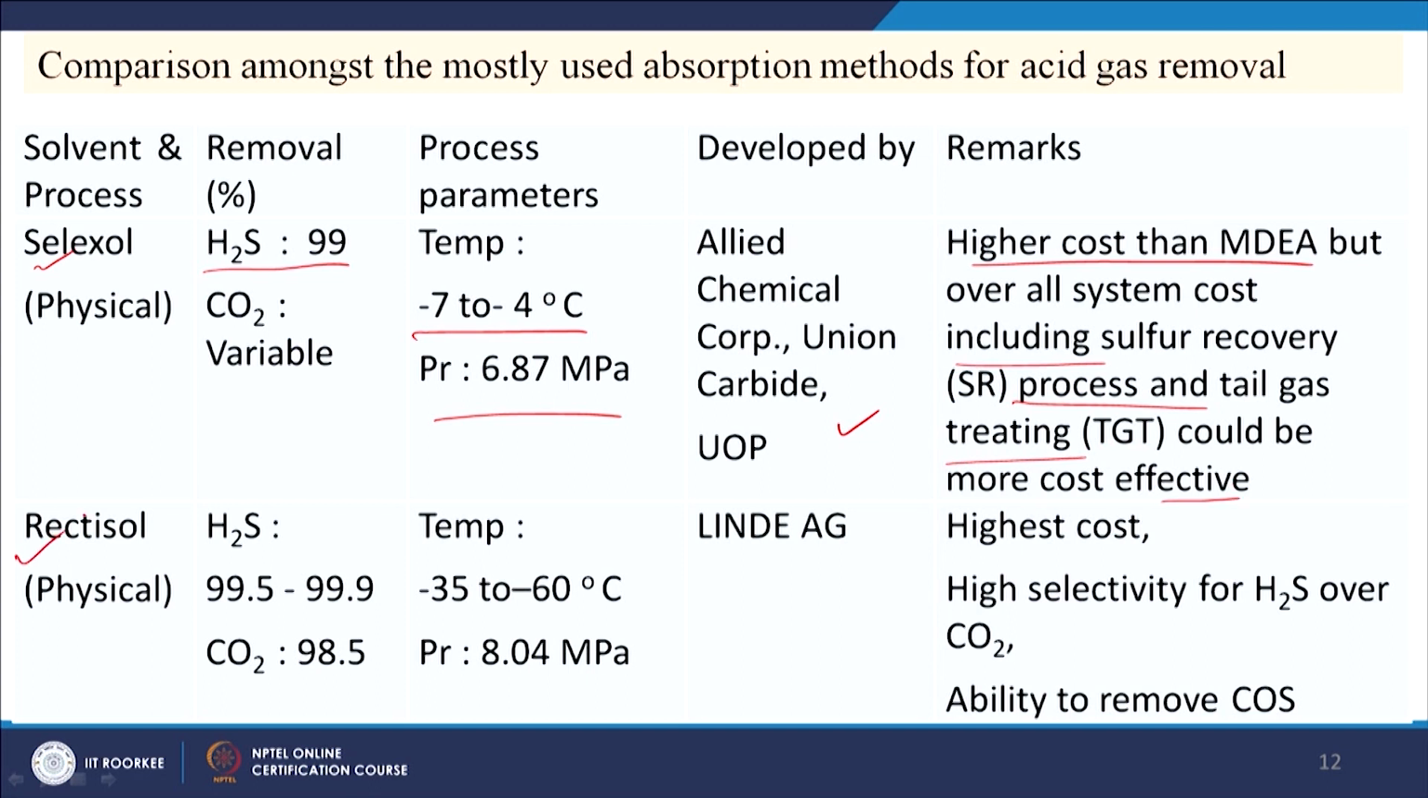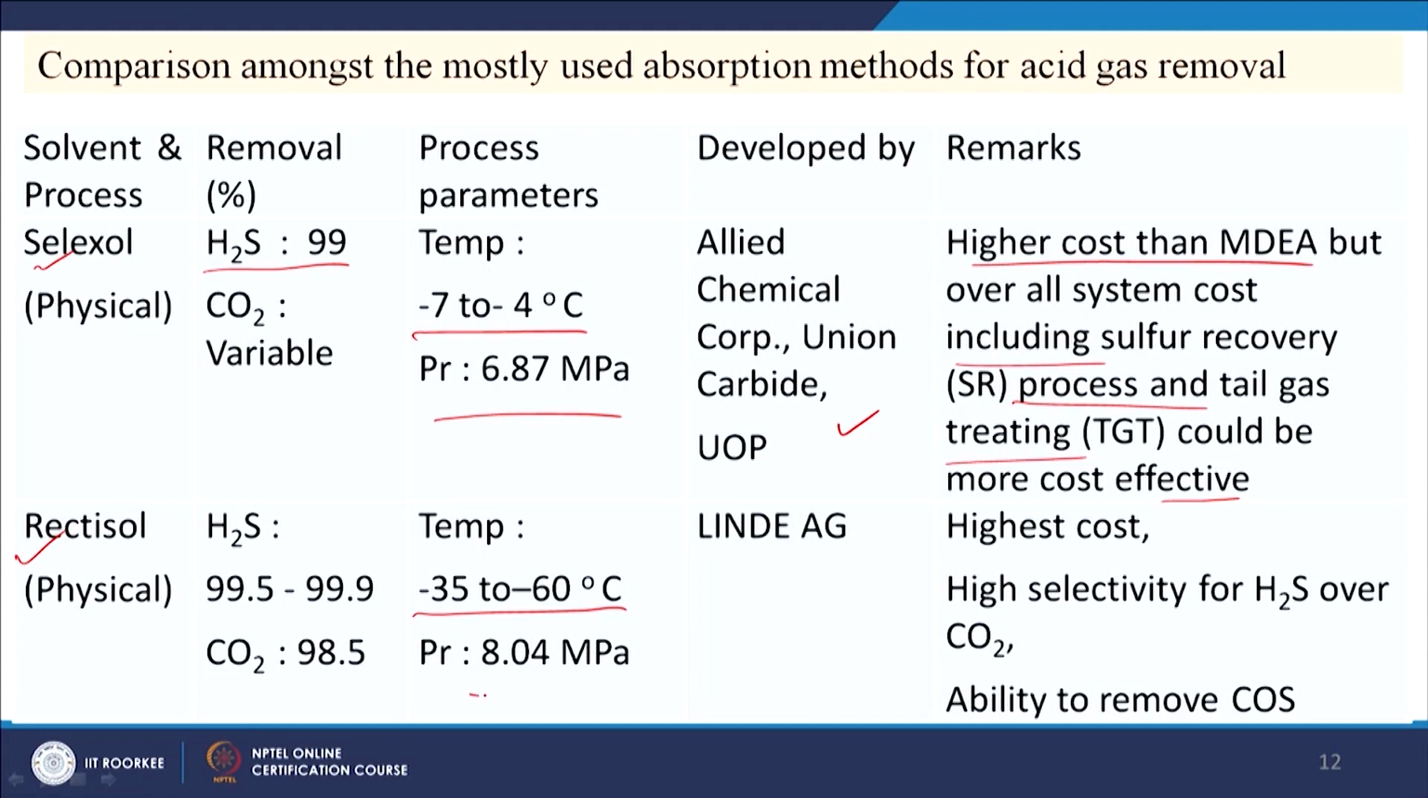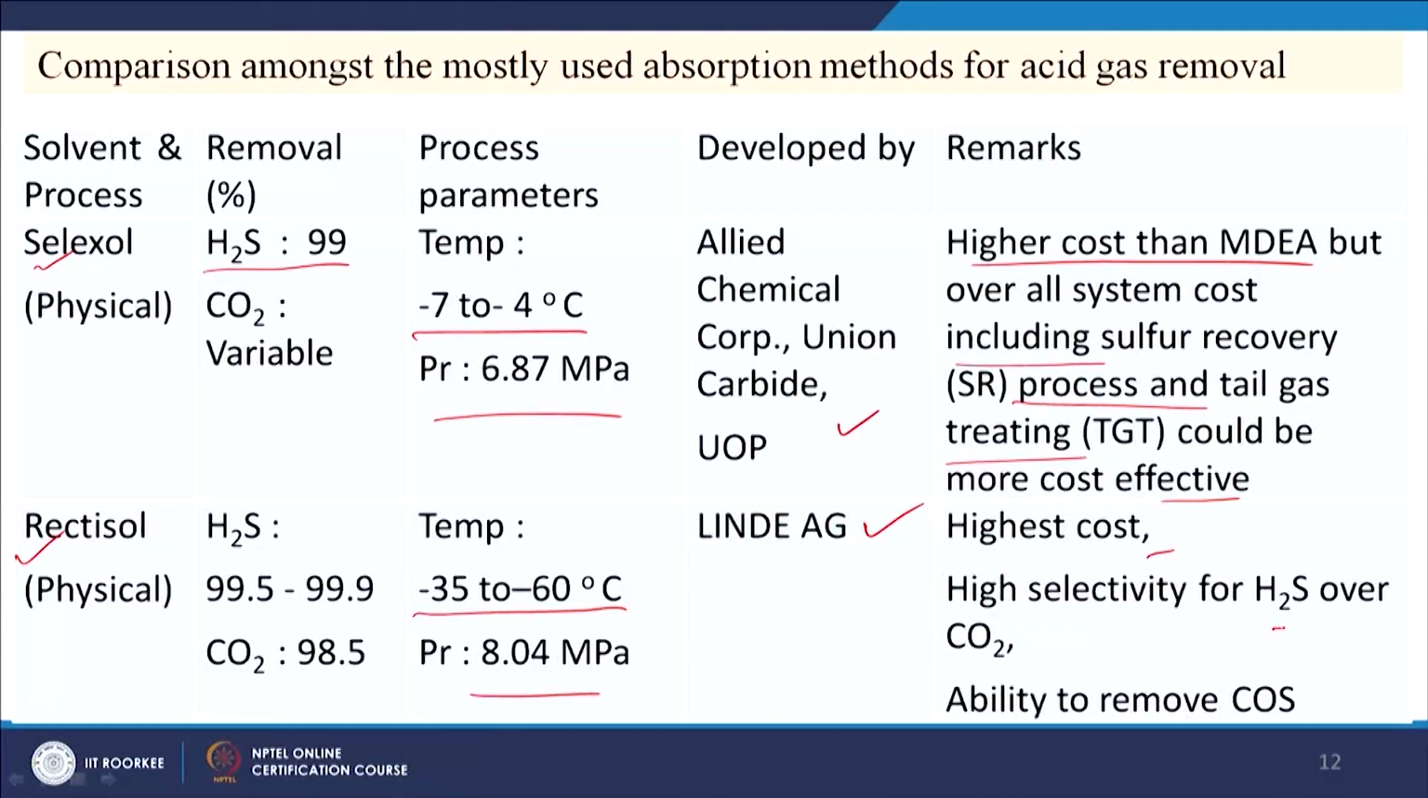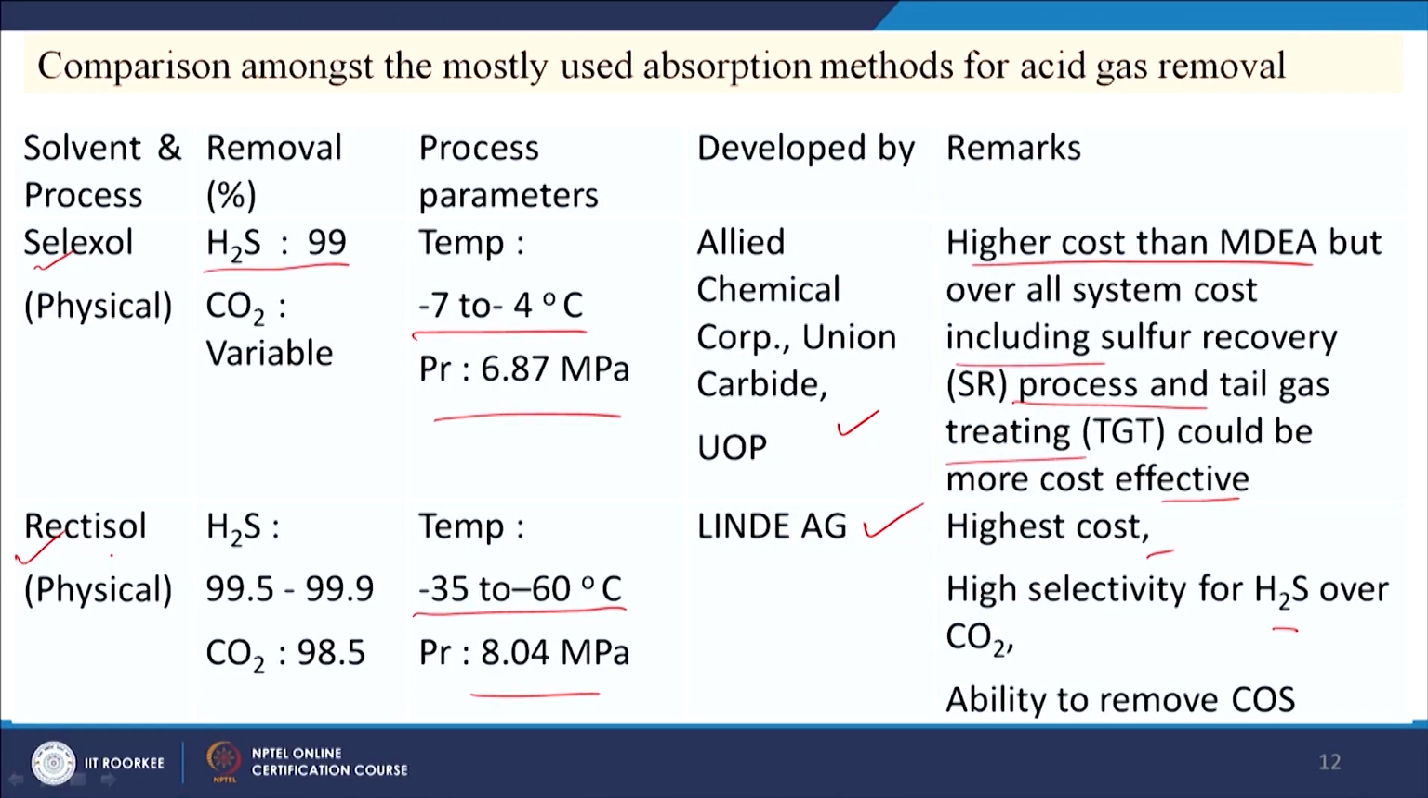Another is the Rectisol process: H2S is 99.5 to 99.9% and CO2 is 98.5%. So, temperature is minus 35 to minus 60 degree centigrade and pressure 8.04 megapascal. But this is developed by Linde AG and it is the most costly method, but with high selectivity to H2S over CO2 and ability to remove COS. So, these are the characteristics of these different methods, and out of these methods Rectisol has been used widely.